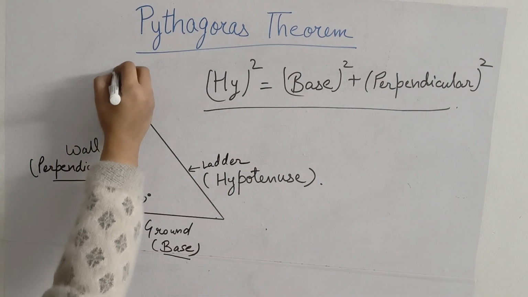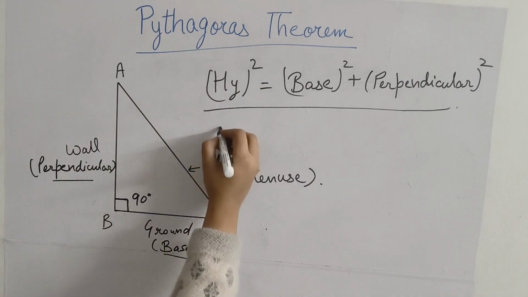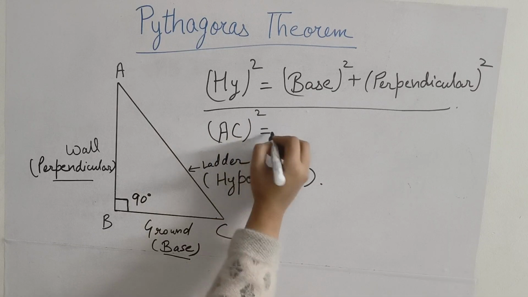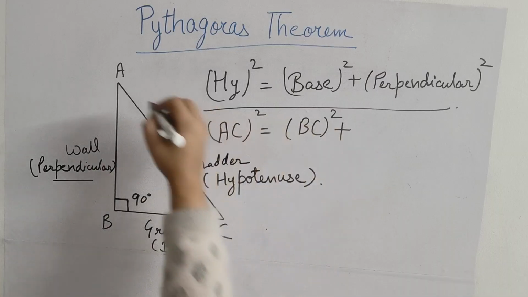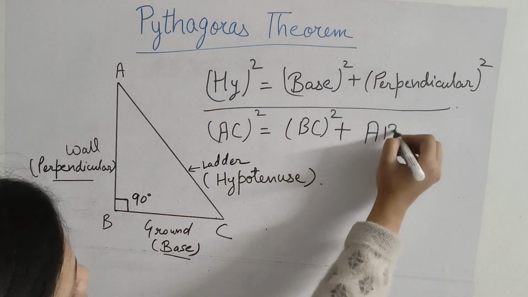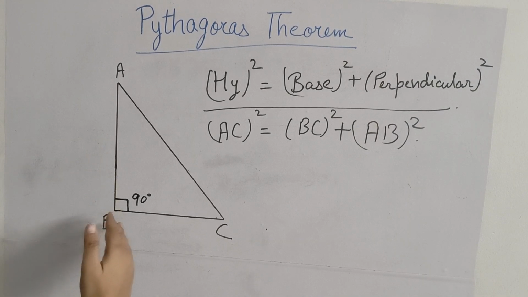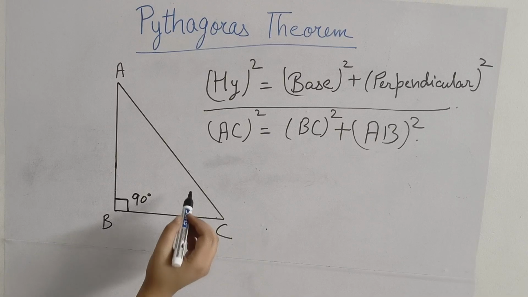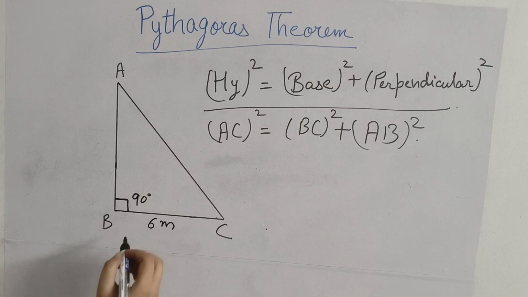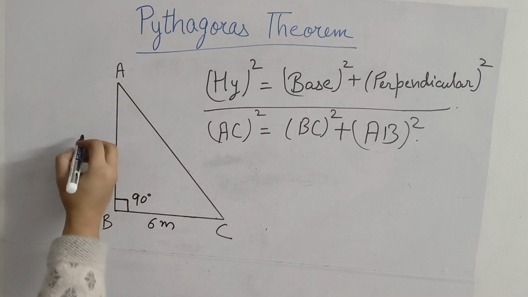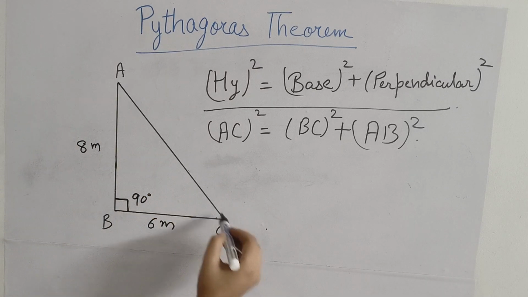So if we name it as A, B, C, in our figure hypotenuse is AC, so AC square is equal to base BC square plus perpendicular AB square. Now coming back to our ladder and wall example, suppose the distance of the ladder from the wall is 6 meter and the height it reaches on the wall is, let's say, 8 meter. So now we want to find the length of the ladder, that means AC.